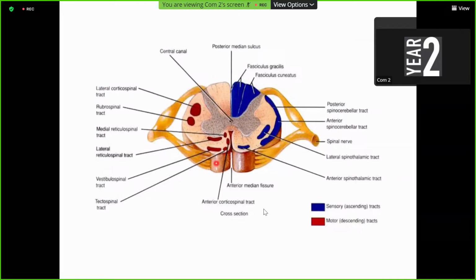Vestibulospinal facilitates extensors. The medial and lateral reticulospinal tracts are important because they modulate the effects of the alpha motor neurons or gamma motor neurons, which are present in the anterior gray horn cells. Because these tracts are coming down, they either excite or inhibit the lower motor neuron. And then you have tectospinal, which is responsible for visual reflexes.